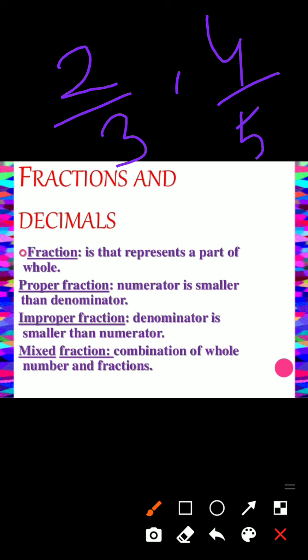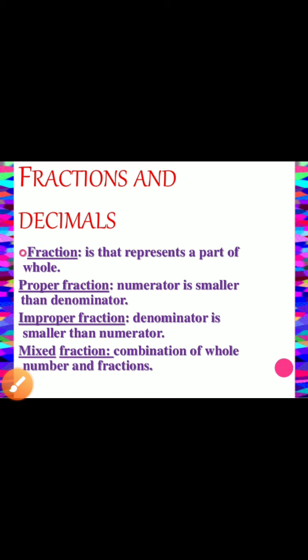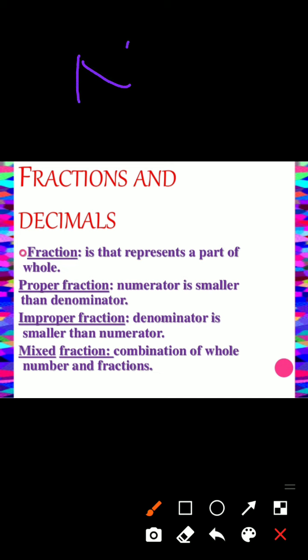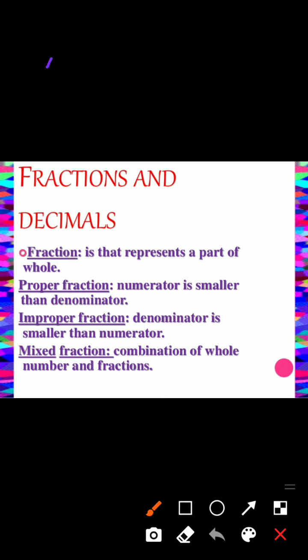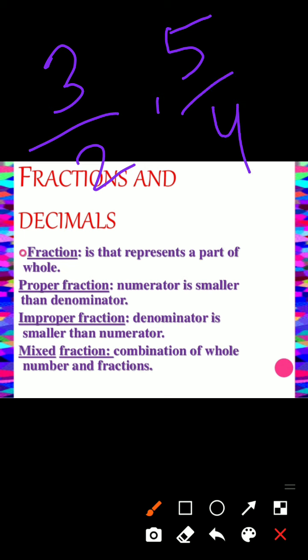Next is the improper fraction. In an improper fraction, the denominator is smaller than the numerator. So you can write it like this: the numerator is greater than the denominator. For example, I am writing here 3 upon 2, 5 upon 4, like that. So these are called improper fractions.